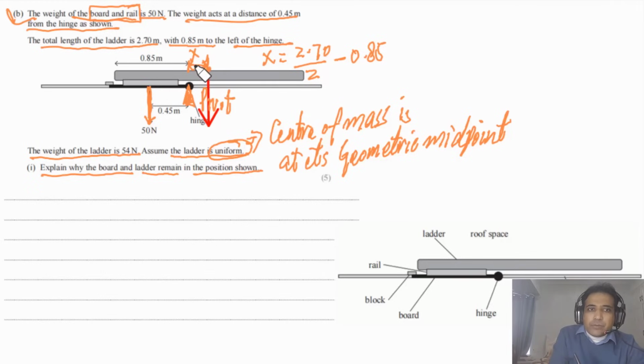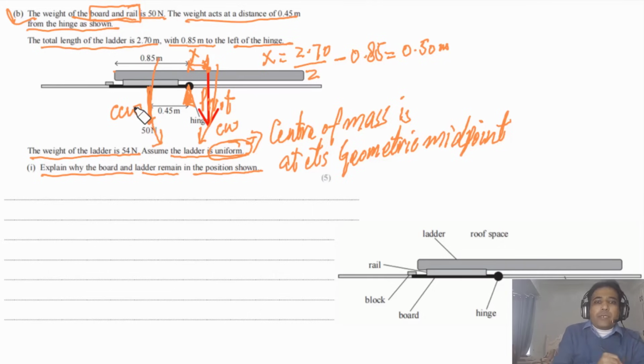Now we need to find this distance. So 2.70 by 2 is the distance from this point to the midpoint. Now we need to find out x, so we have to subtract this one. If we subtract, we will get 0.50 meters, so x is equal to 0.50. The moment due to this force is counterclockwise. The moment due to the ladder is clockwise.